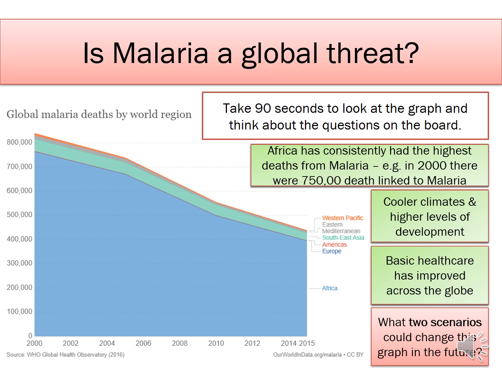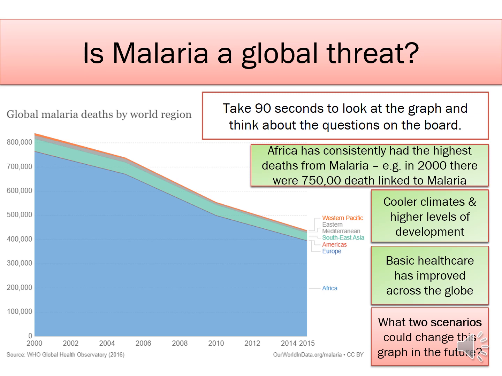And then finally, what 2 scenarios could change this graph in the future? Okay, why might this start to increase again? So there's two reasons that could happen. One would be climate change. So imagine if the climate's going to get hotter, that means our mosquitoes can transmit the disease in other regions that they weren't before. That means that the death rate would increase.